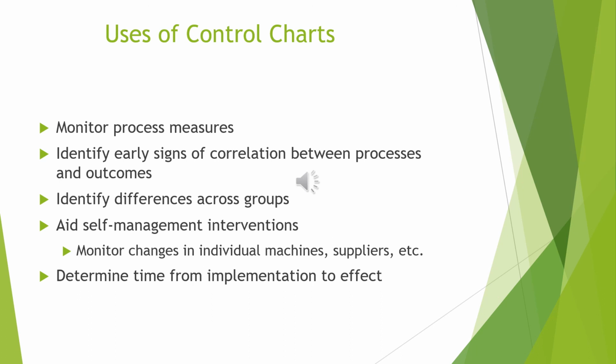Differences between groups. I mean, first shift is different than second shift, or suppliers, or whatever. And it's self-management intervention. So you can monitor changes in, like, the individual machines, the suppliers, anything at all. That's a process. All right.